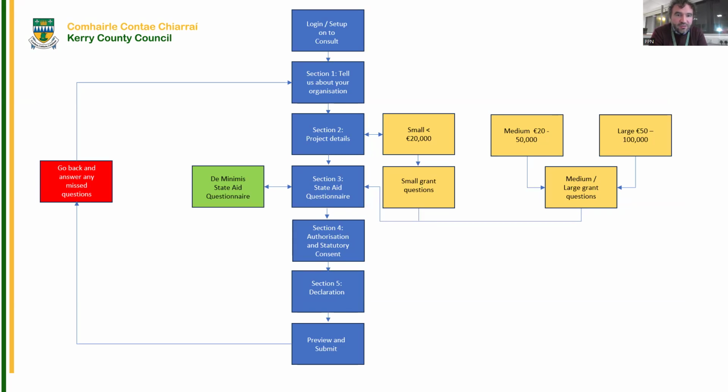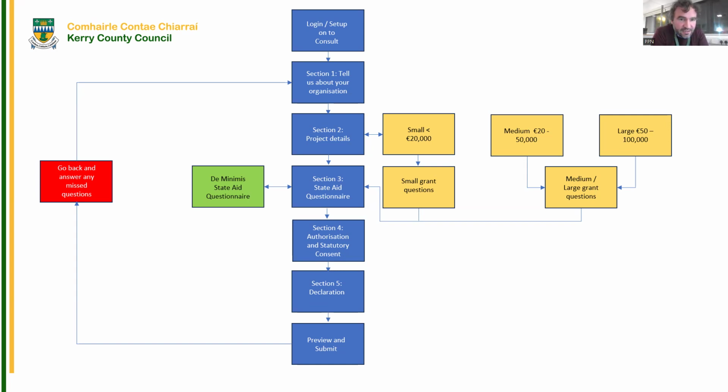There are different sizes you can apply for. So you can apply for a small grant, which is below 20,000. And if you apply for a small grant, you're required to give less detail, so your application will be shorter. If you select a small grant application, you'll be brought to the small grant questions. And then if you go for a medium or large scale grant, you're going to get the medium and large scale questions in relation to that.